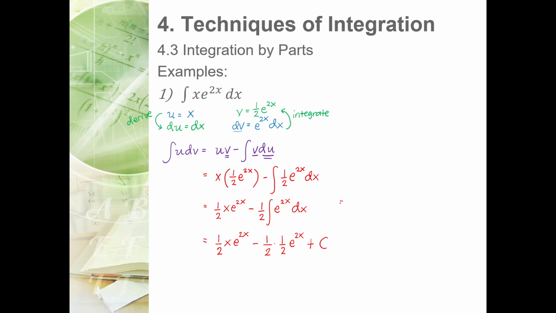So this is the final answer: 1/2 x e raised to 2x minus 1/4 e raised to 2x plus c. So this is the final answer.